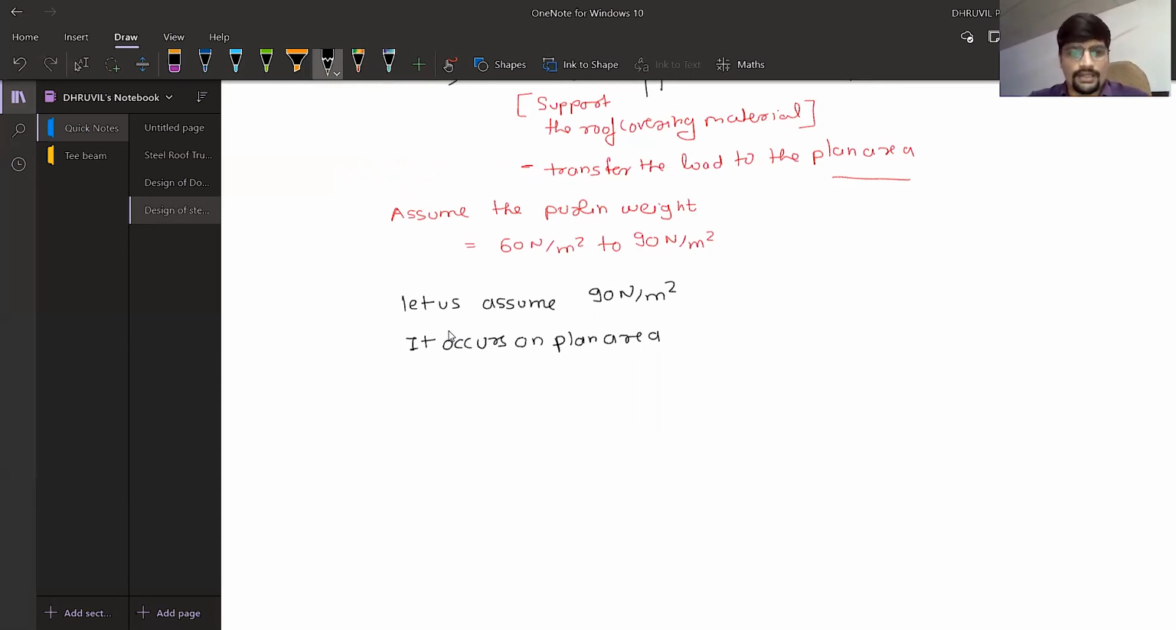So it occurs on plan area. That's why 90 Newton per meter square into plan area. And our plan area is 45. So 90 into 45, our answer will be 4050 Newton. This is our second one. Okay, the first one was due to roof covering material. The second one is due to purlin.